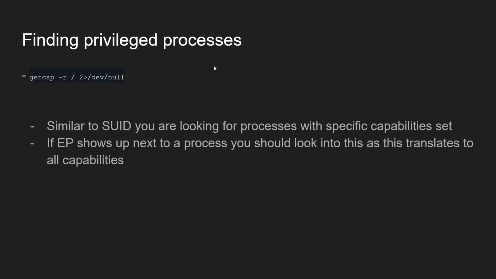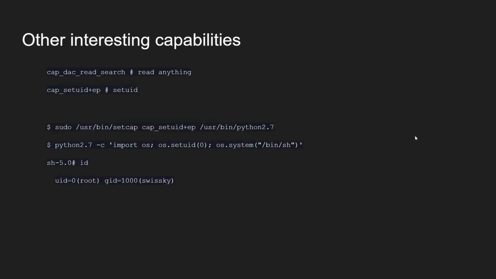So finding privileged processes, like we've done before, getcap -r. This will search your system for any processes that have capabilities set, or just display the capabilities of them. Similar to SUID, you're looking for processes with specific capabilities set. If EP shows up next to a process, you should definitely look into that. If you can run that, you should be able to escalate privileges from it, or potentially. It's obviously machine dependent.